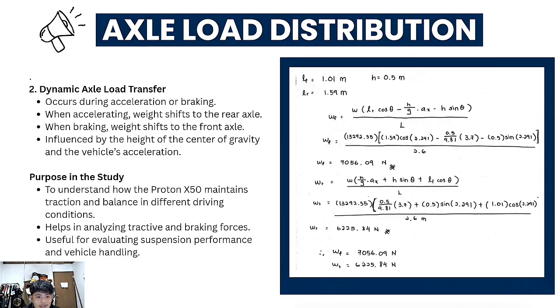The dynamic axial load transfer occurs during acceleration or braking. When accelerating, weight shifts to the rear axle. When braking, the weight shifts to the front axle. It is influenced by the height of the center of gravity and the vehicle's acceleration.